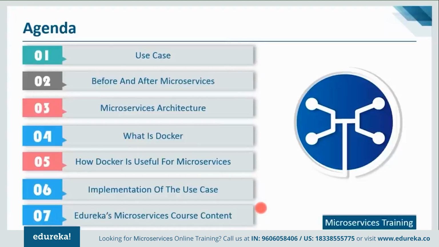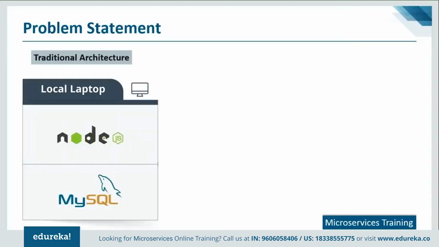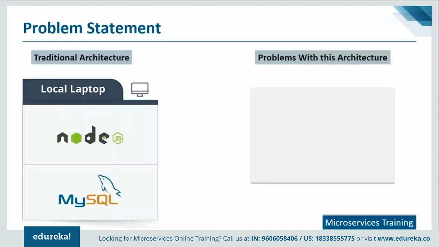So let's move forward and have a look at the use case that we are going to implement in today's session. This is the problem statement of our use case, guys. We have a Node.js application and MySQL database running in the same instance, or you can say on a local laptop. So this is a typical example of a monolithic architecture. Let us focus on a few problems with this architecture and then we'll see what the solution to it is. So let us now discuss the problems associated with this monolithic architecture. I'll just give you a small introduction to all of these challenges. Later on, I'll discuss it once more when I'm talking about monolithic architecture. So I hope that is fine with you all.